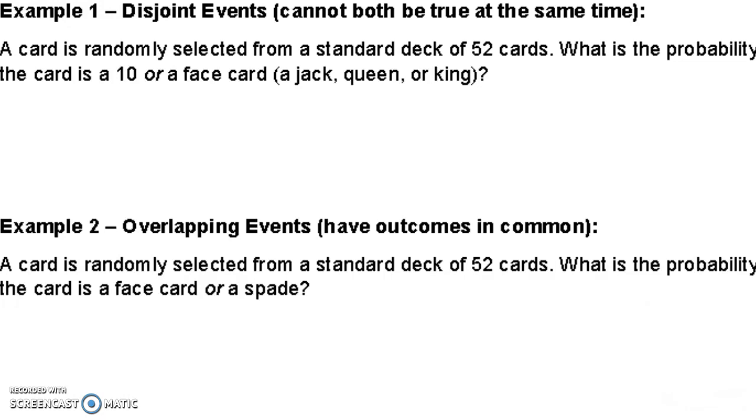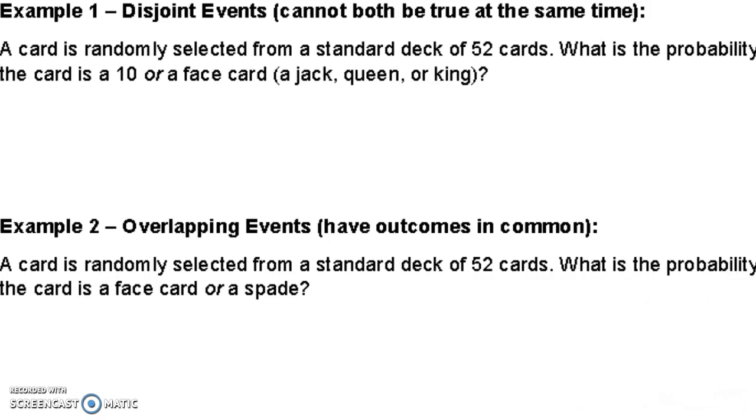We think first, how many cards are face cards? Well, we know that there's 3 face cards in each of 4 suits, so that is 12 out of 52. How many spades are there? Well, there's 13, because there's 52 divided by 4, 13 cards in each suit. So 13 out of 52. So we add those two things together. There's 25 cards when we add up all the face cards and all the spades.